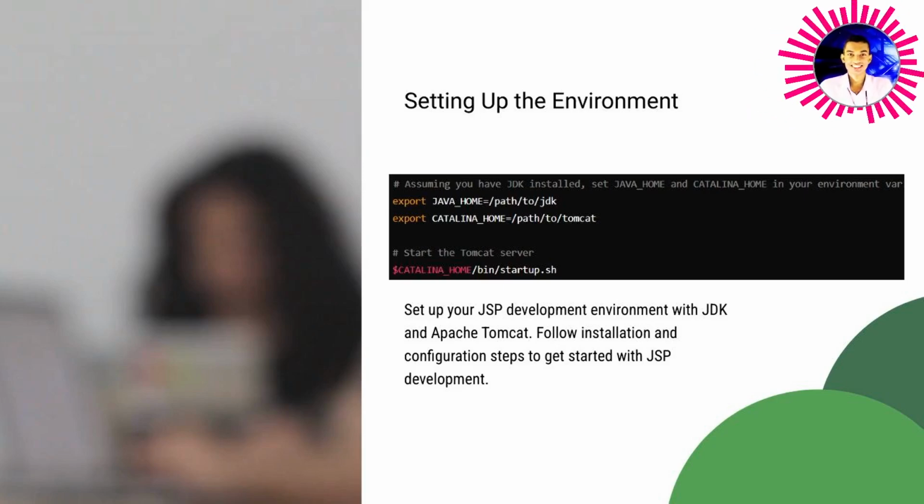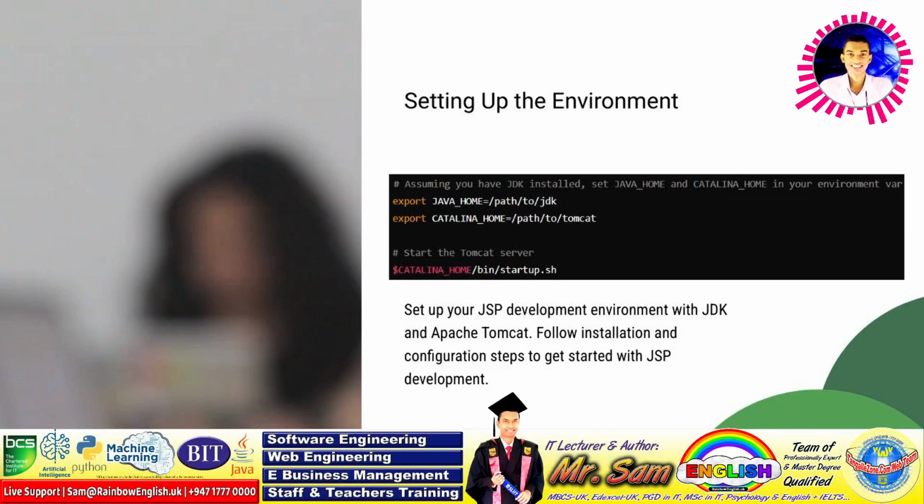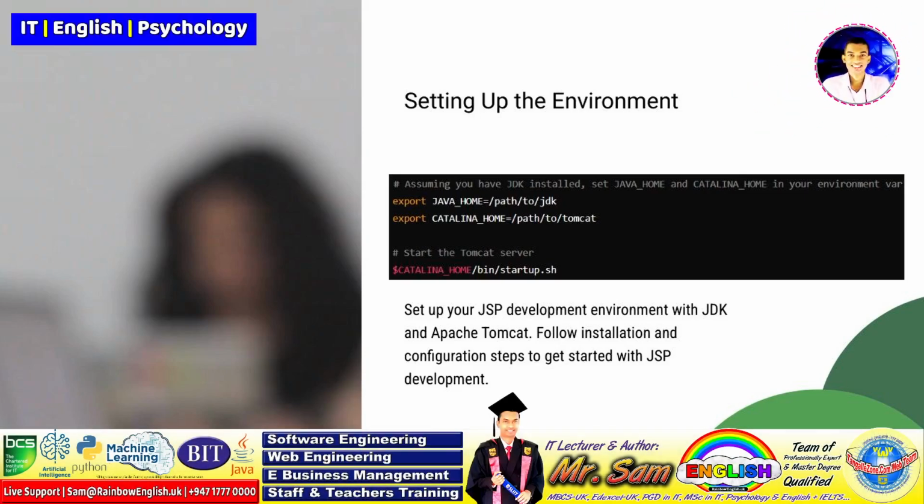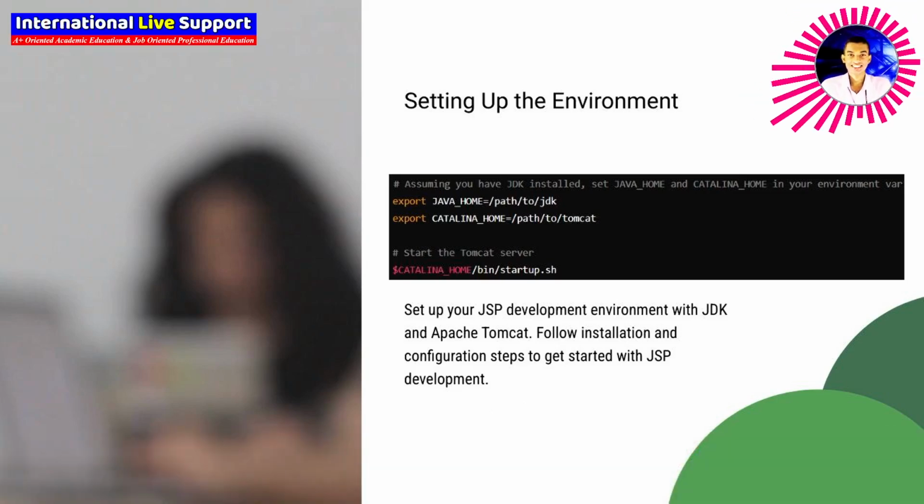Once installed, set up your environment variables to include the JDK path. Next, download Apache Tomcat from the official Apache website and follow the installation instructions. After installing Tomcat, configure it by adding your project directory to the Web Apps folder. Finally, start the Tomcat server to ensure everything is working correctly. With your environment set up, you're ready to start developing JSP applications.